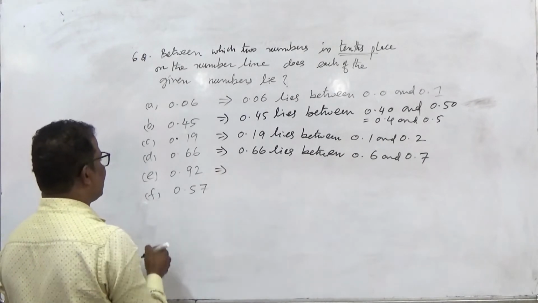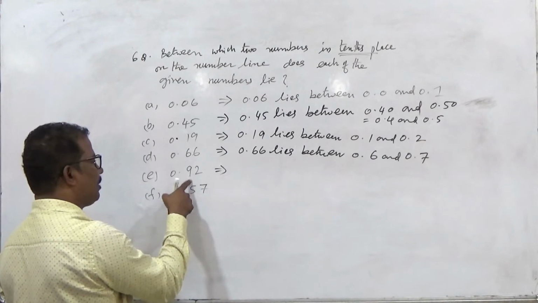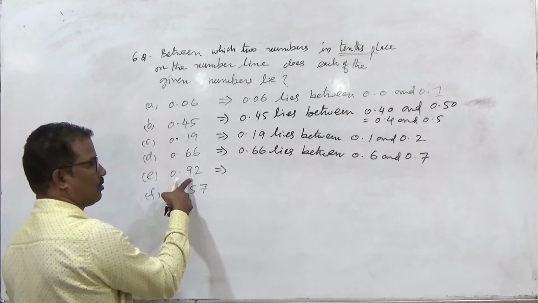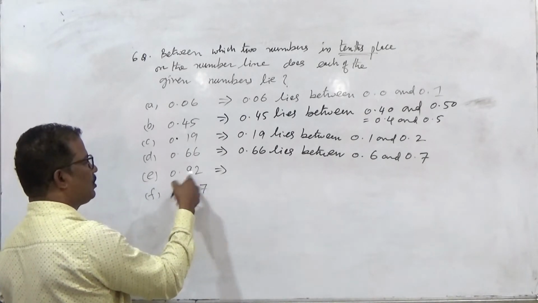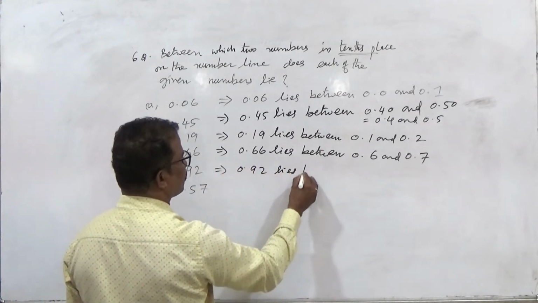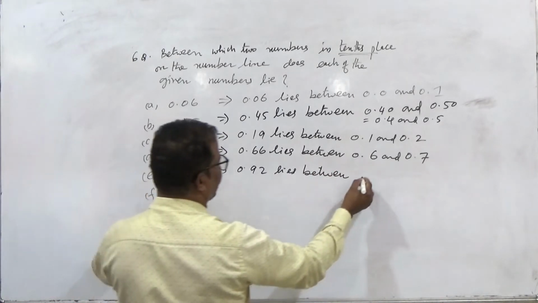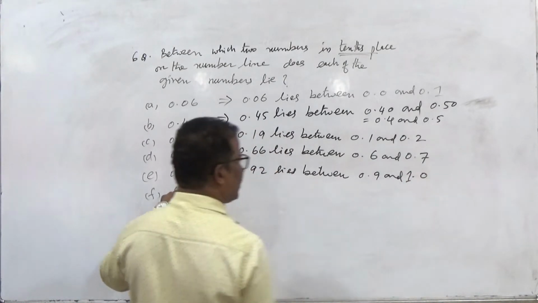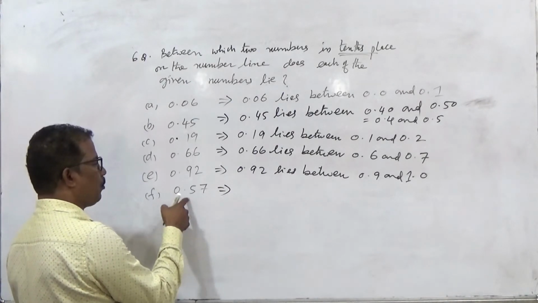Similarly for the next question E, it is how much? 0.92. So this number is greater than 0.9 but less than what? 1.0. In the 10th place the next bigger number is 1.0 only. So this number 0.92 lies between which two numbers? Between 0.9 and 1.0. Understand all of you?